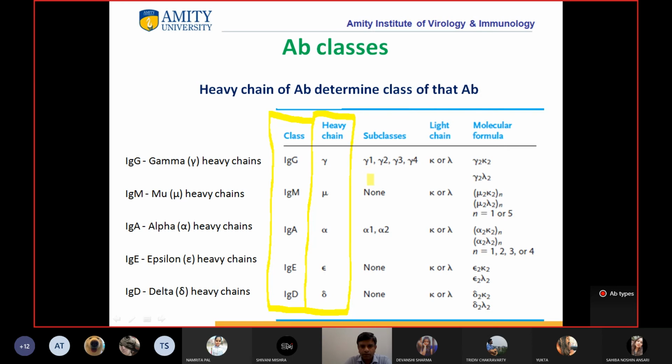Subclasses, so as I said, and you also know now, it's only IgG and IgA which have the subclass. Light chain will always be either kappa or lambda, right? And in multimeric forms, you will only find IgM. So IgM is either in a monomeric form or a pentameric form, right? And you may find IgA as a dimer. So mostly you will find it as a monomer or a dimer, okay? And rarely in combination of 3 or 4, okay? So I'm sure it is clear to you, right?